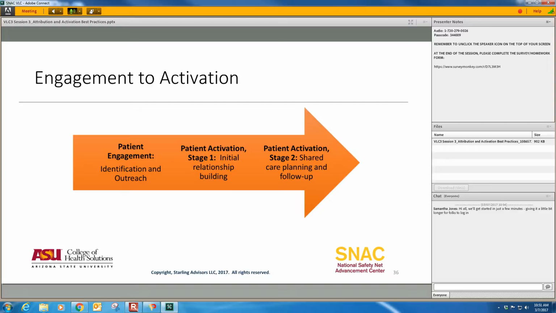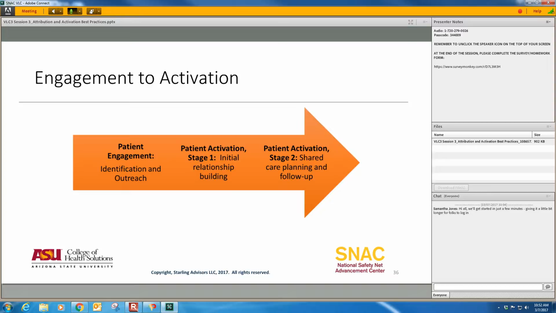And so you can look at two different stages. An initial relationship building stage, where a patient is able to identify who their care team is, who their provider is, and you're learning what their specific challenges and needs might be. And then a more advanced stage where you're really working on the complex issue of shared care planning, and then delivering on that care plan.